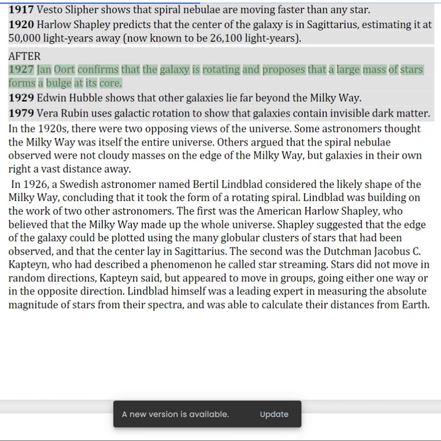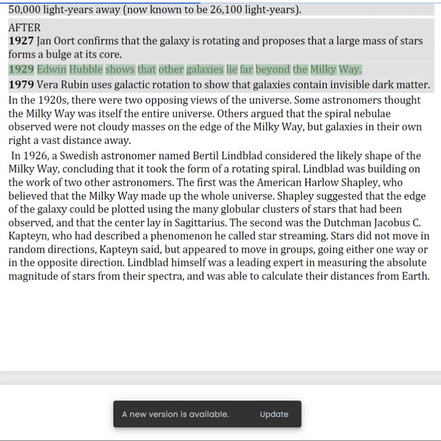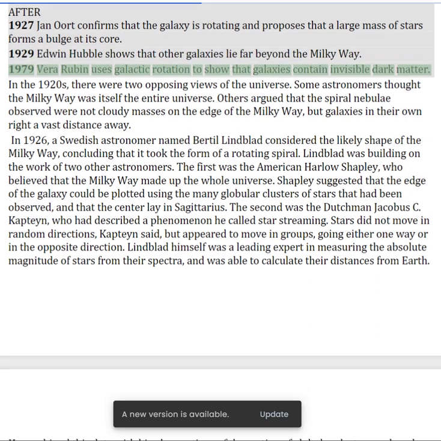1927 Jan Oort confirms that the galaxy is rotating and proposes that a large mass of stars forms a bulge at its core. 1929 Edwin Hubble shows that other galaxies lie far beyond the Milky Way. 1979 Vera Rubin uses galactic rotation to show that galaxies contain invisible dark matter.